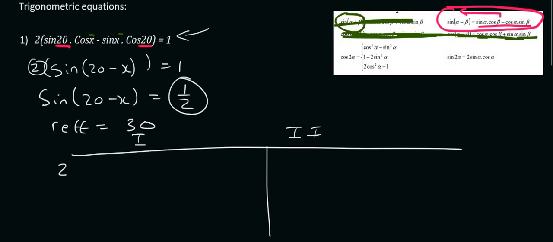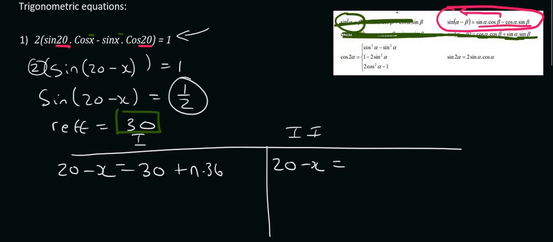So we know that we should always start with whatever's in the bracket. So 20 minus x equals, and then the reference angle is going to be very important. In quadrant 1, you don't add anything at this point in time. You literally just add your reference angle, plus n times 360, n is an element of z. For quadrant 2, we know that that's the 180 minus quadrant. 180 minus what? Your reference angle, okay, plus n times 360, n is an element of z.